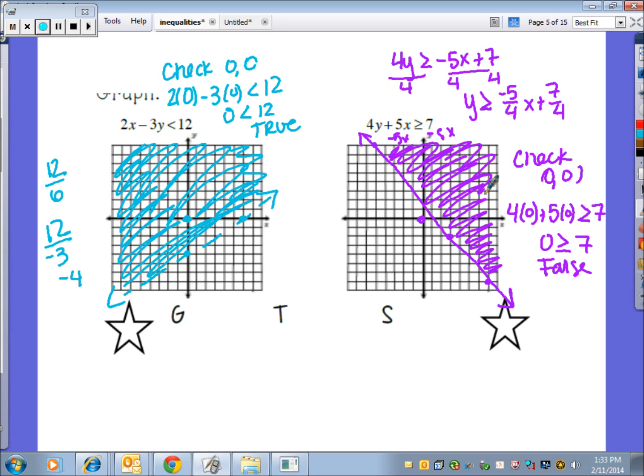So remember, we're going to graph, test, and then shade.